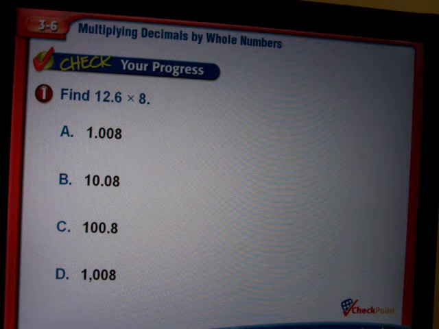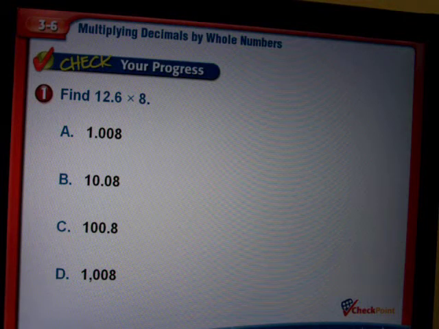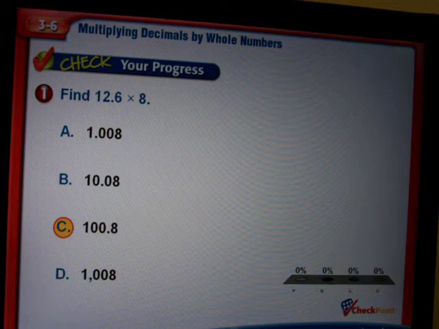Alright, so now to find 12 6/10 times 8. Is the answer A, 1 8,000, B, 10 8/100, C, 108/10, or 1008? And your answer is C.